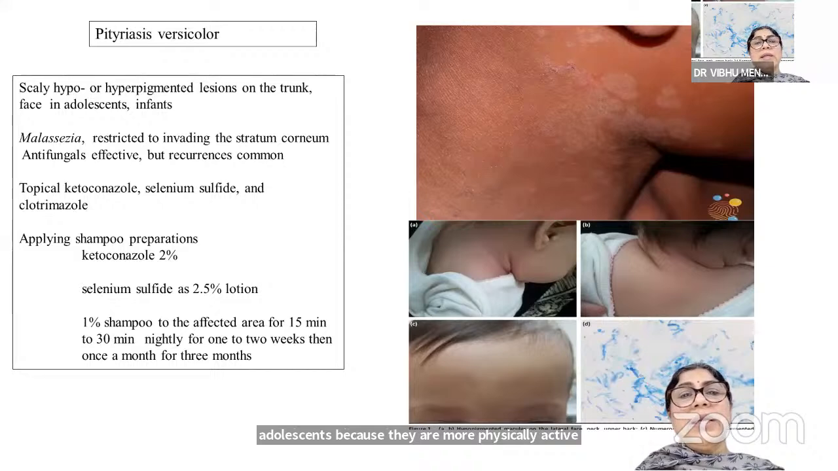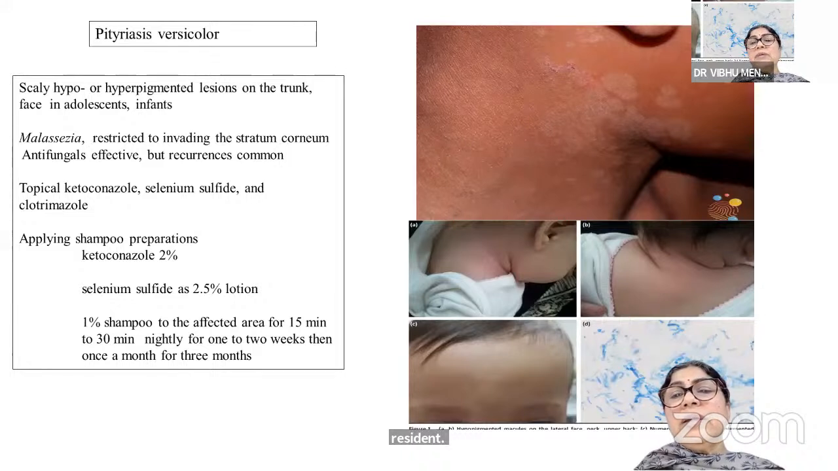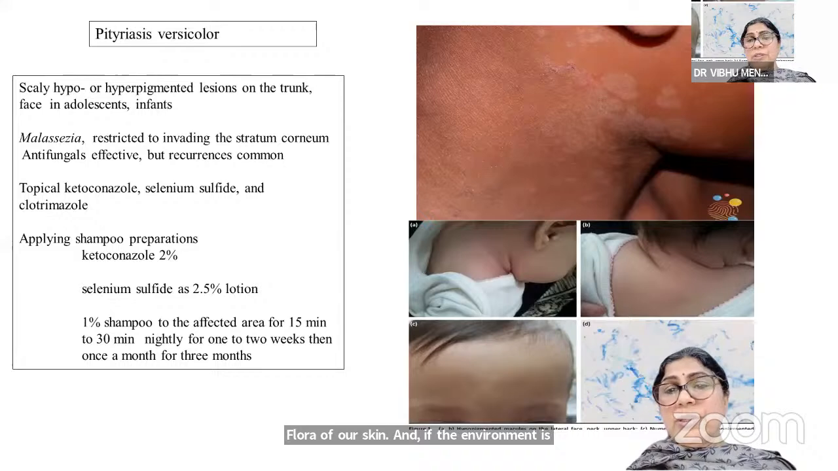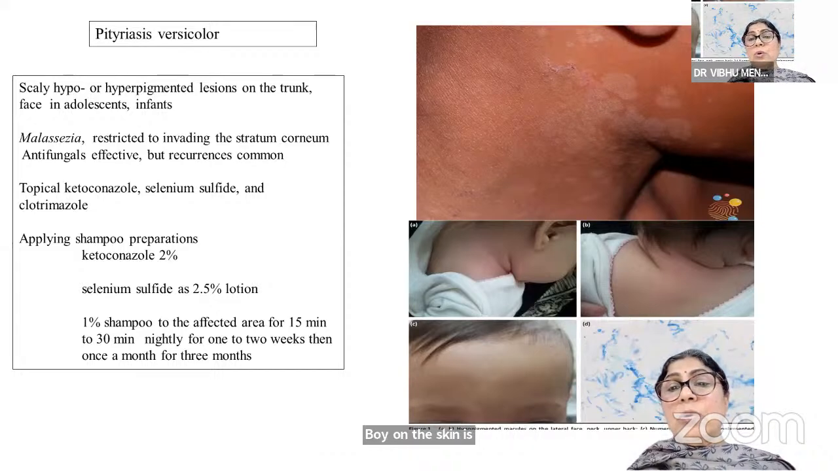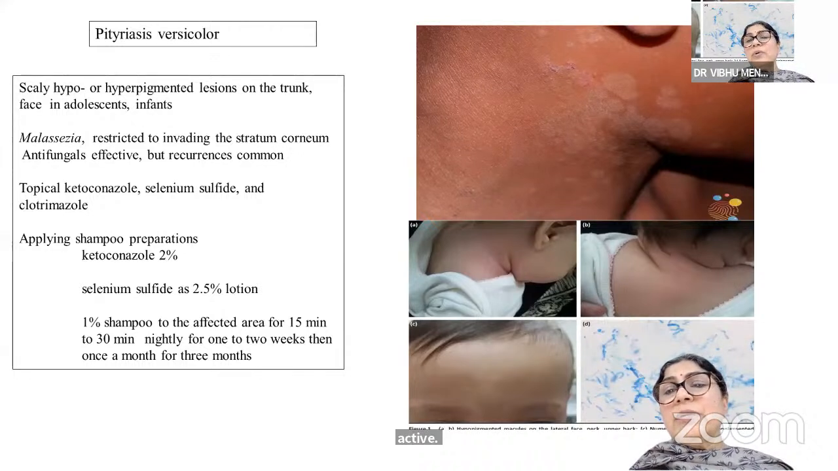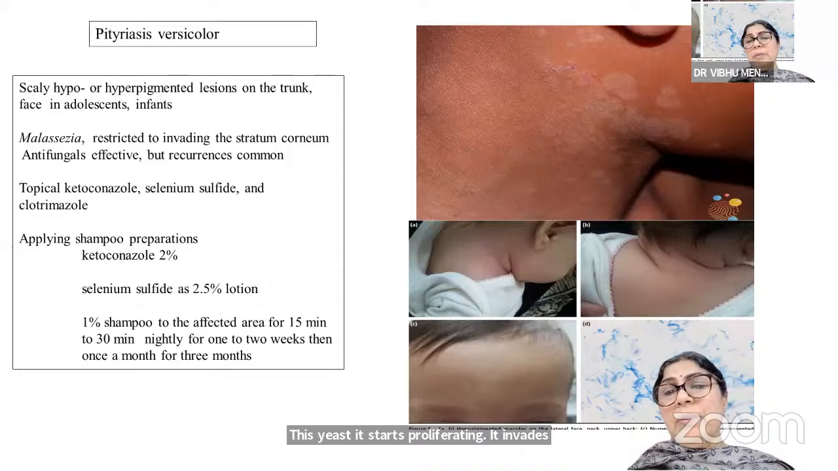Pityriasis versicolor is caused by Malassezia, which is a normal resident flora of our skin. If the environment is conducive for its proliferation, that is, when oil is present on the skin by external application, or during adolescence when the sebaceous glands are active, this yeast starts proliferating and invades the stratum corneum, and it causes these hypopigmented patches, or sometimes brownish hyperchromic patches also, but they are scaly.